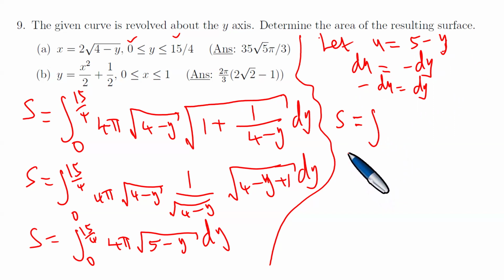So we have 4 pi u to the 1/2, then what is dy? It is minus du. Okay, good. And then now we need to change the limits of integration, because we have dy and we must change to the new variable u. Whenever y is 0, you put a 0 here, it's going to be 5 minus 0, giving us 5.